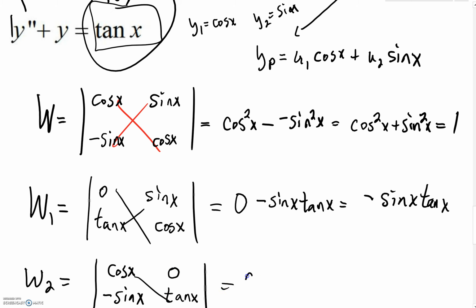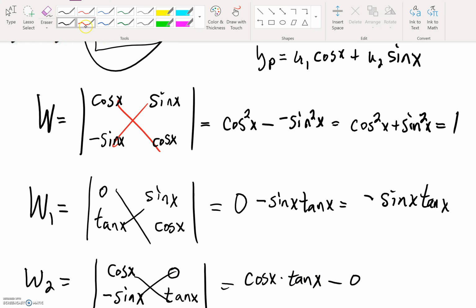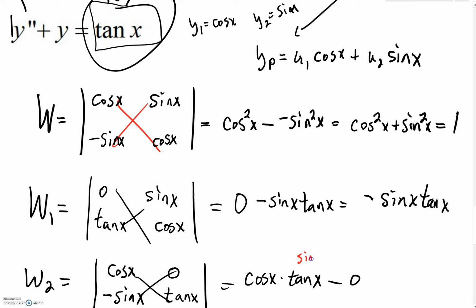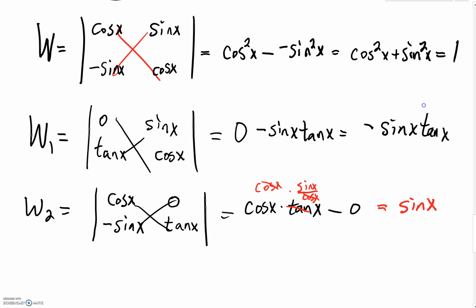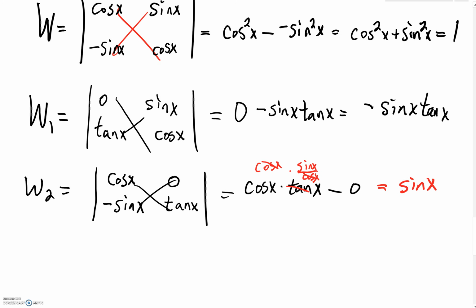You'd say, well, I'm going to have cosine times tangent of x minus, well, anything times 0 is a 0. But tangent, I'm sure you remember, is sine over cosine. And guys, if you're multiplying cosine times sine over cosine, you're just going to get a sine. So this is going to be just the sine of x. So things are working out. We've got this going quite well. We just need to remember a few things.